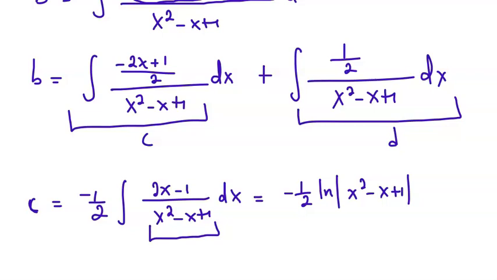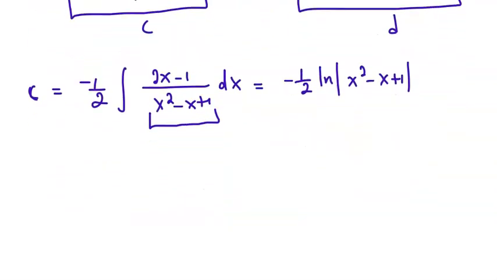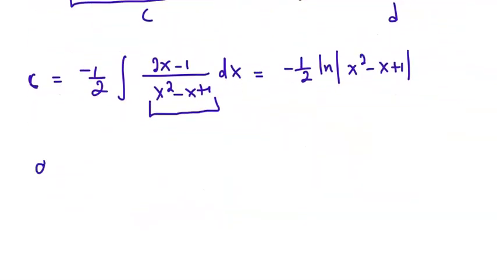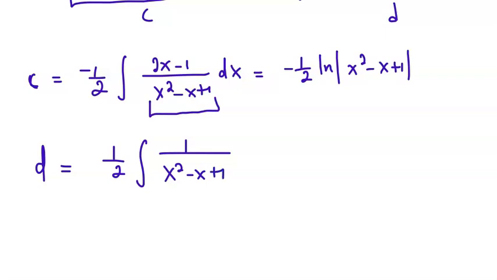So how can we integrate d? So let's put d down here. So our d is equal to, let's put the 1 over 2 out, then we have the integral of 1 over x squared minus x plus 1, then we have our dx. So this denominator here, we can write it as a square of a quantity plus a constant. So you know what I mean?